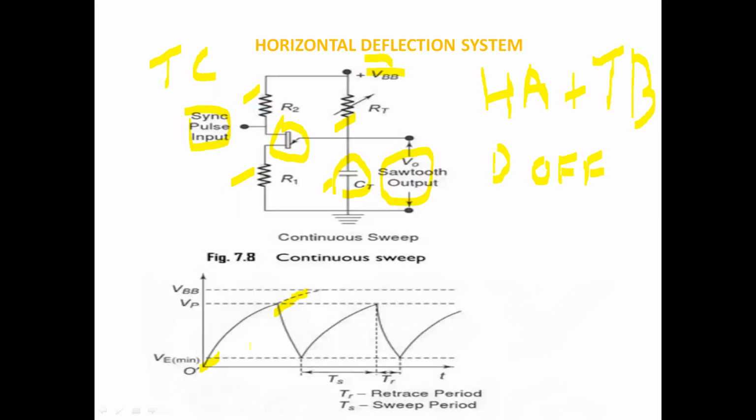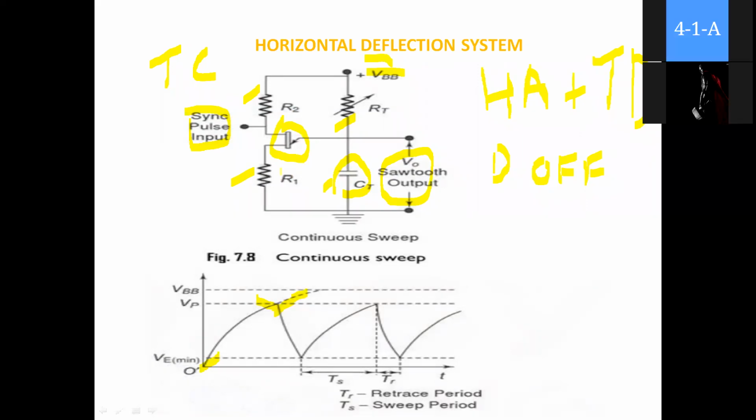But what happens when it reaches some peak value, that is VP, the peak voltage, a predetermined value inside the circuit? When it reaches that peak value VP, the UJT is fired on. That means the UJT turns on. So what happens when the UJT is turned on? Here the voltage is dropped to ground. That's why the capacitor starts discharging, and it discharges in this way.